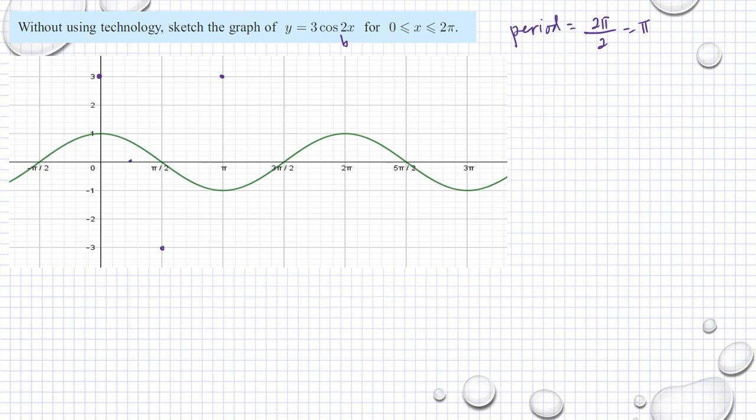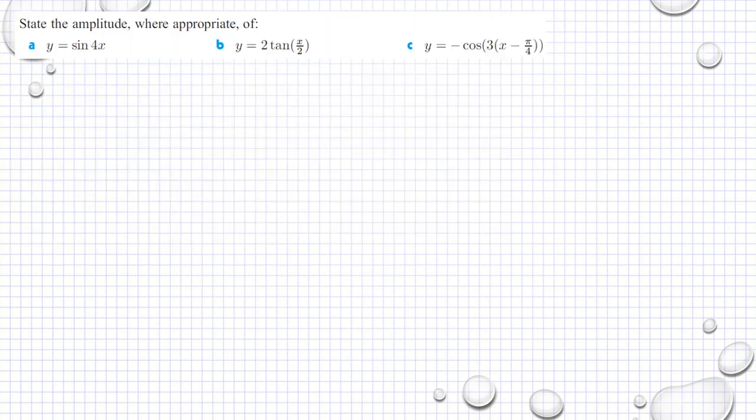So when it is pi over 4, and what will be 3 pi over 4, it should be 0 there. And it should be until 2 pi. So once again, here is the lowest, highest, here is the lowest. Here is 0. Here is 0. Okay, like what I said, it's not accurate, but it should look like that. Okay, another example. State the amplitude where appropriate.